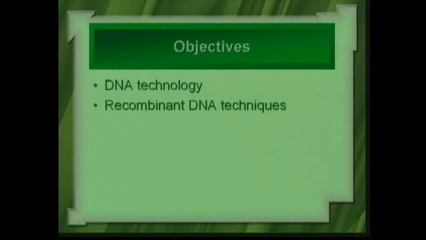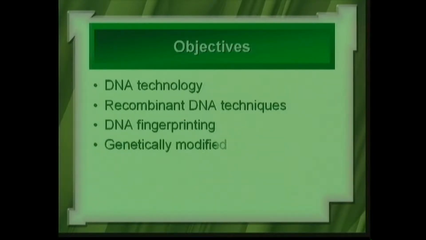So today's objectives: first, we're going to talk about DNA technology. Secondly, we're going to talk about some of the techniques that go into doing DNA technology, which we call recombinant DNA techniques. Thirdly, we're going to talk about DNA fingerprinting, because DNA technology does have an impact on certain kinds of investigations, that we call DNA fingerprinting evidence. And then we're going to talk about genetically modified foods, also known as genetically modified organisms, or GMOs.